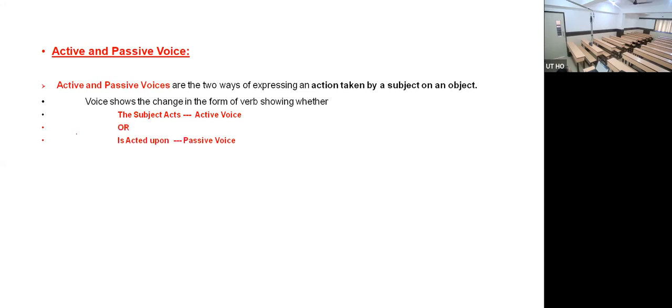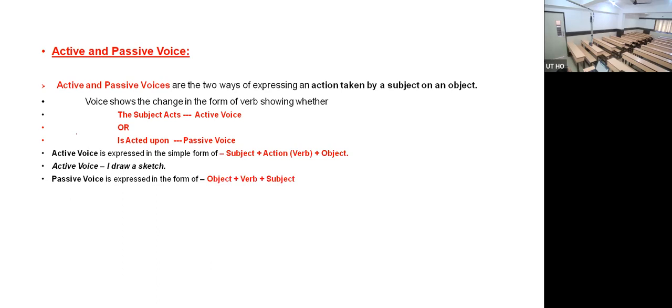Right, very good. So when the subject acts, we call it the active voice. When the subject is acted upon, we call it the passive voice. Usually, we normally use the active voice unless the object is more important than the subject, right? So active voice will be subject plus action as a verb plus the object, like I draw a sketch. Passive voice becomes object plus the verb plus the subject. So that is the general structure of the sentence. A sketch is drawn by me.